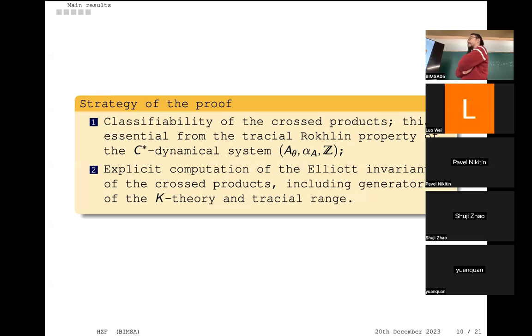And it is possible for this case essentially because the K-theory of irrational rotation algebras is well understood. Using that, and together with the fact that the definition of this action, this C*-dynamical system, is quite concrete, it's possible to compute the Elliott invariant explicitly. And once this is known, then by the power of the classification result of C*-algebras, we can prove the theorem I just mentioned.